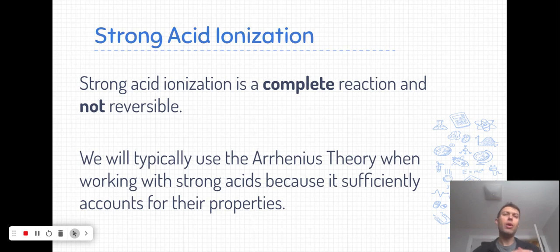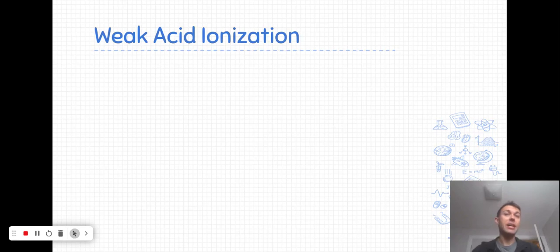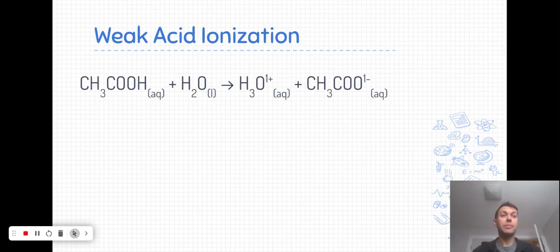As such, we will often use the Arrhenius theory to show the ionization of strong acids, and we'll see as well for strong bases, because it accounts sufficiently for the properties of these acids and bases. There's not really often a need to use a more complex theory if a simpler theory will suffice in terms of explaining the phenomena that we observe. Weak acid ionization is a different story.